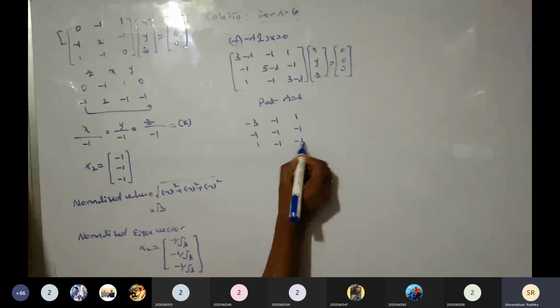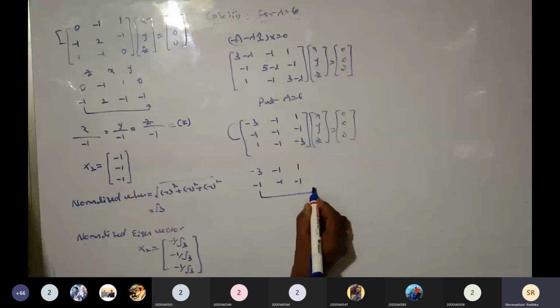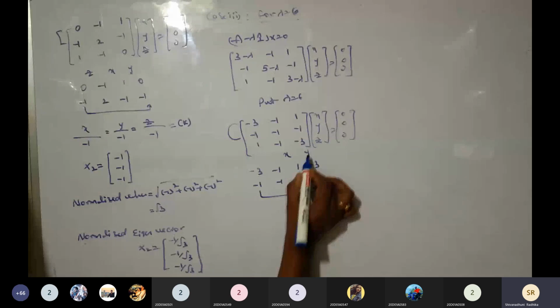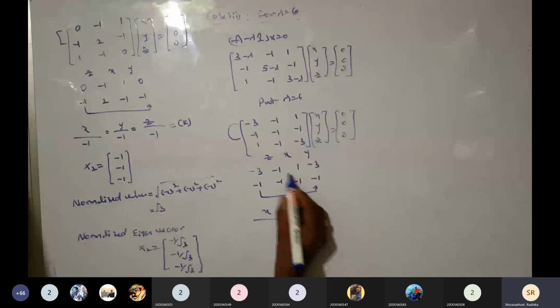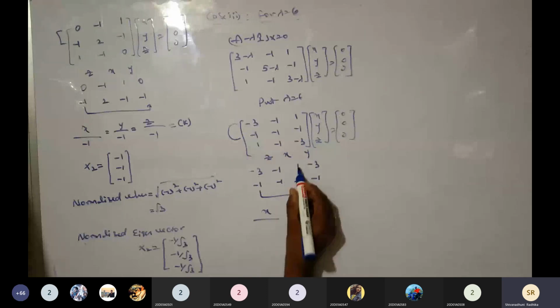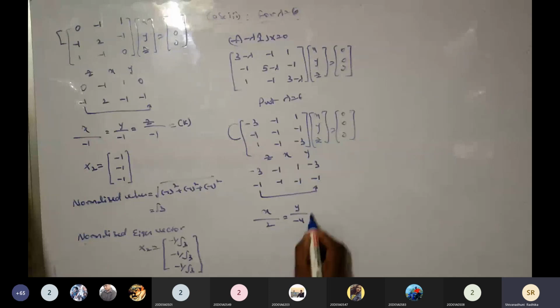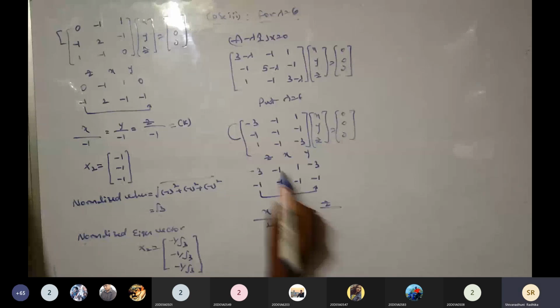Clear? Again, I am going to select the first two rows for simplification. Minus 3, minus 1, 1; minus 1, minus 1, minus 1. Again, I am going to write this here: minus 3, minus 1. Here it is the x calculation, y calculation, and here it is the z calculation. Then x: minus 1, minus 1, 1, so 1 plus 1, 2. Is it clear? Y: minus 1, minus 3, minus 4. And z: 3 minus 1, 2. Is it clear, all of you?